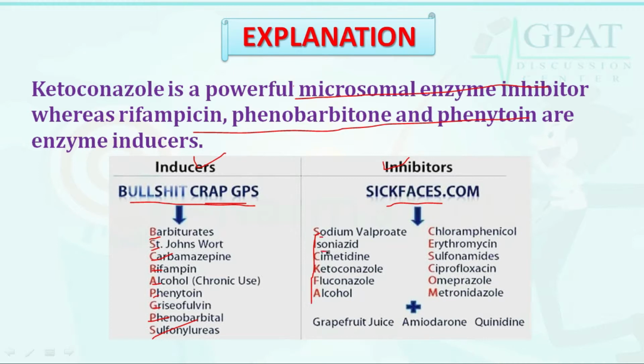sodium valproate, isoniazid, cimetidine, ketoconazole, fluconazole, alcohol, and chloramphenicol, erythromycin, sulfonamides, ciprofloxacin, omeprazole, and metronidazole, plus grapefruit juice, amiodarone, and quinidine are the inhibitors. So students, I hope that you understand these mnemonics with the help of these tricks. So just try to note down in your copy, because sometimes the question may also arise from this part.